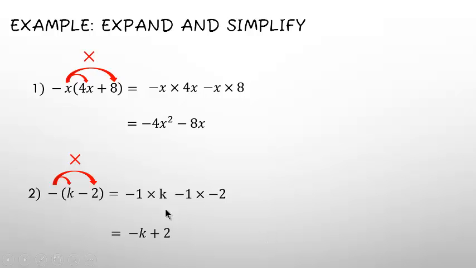Now tidying that up, we have negative 1k, which we just write negative k. Then we've got negative 1 times negative 2. That becomes positive 2. So the answer simplified is negative k plus 2. There are no like terms, we can't simplify it any further.